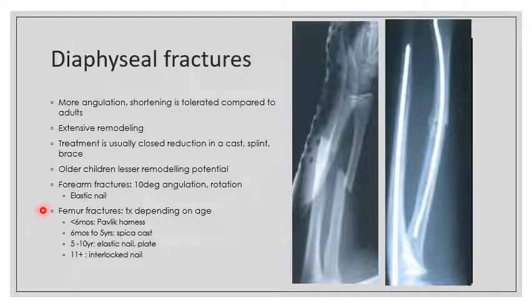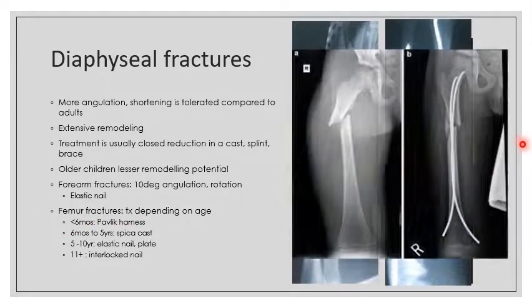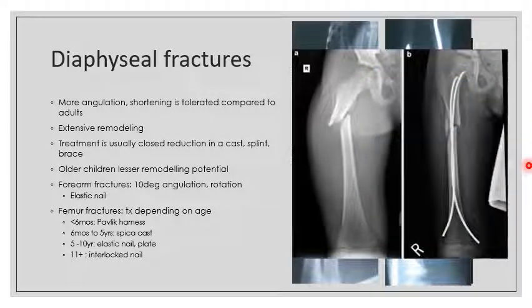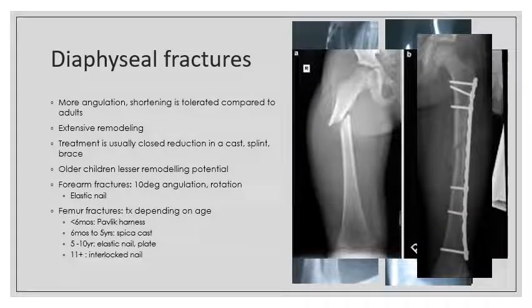So again, as I mentioned, treatment depends on age. So less than 6 months, we can put a Pavlik harness. For femoral fractures, we can also use an elastic nail. From 6 months to 5 years we can use a spica cast. And 5 to 10 years old, you can use an elastic nail. And if it's bigger, older patients, we could use a plate.